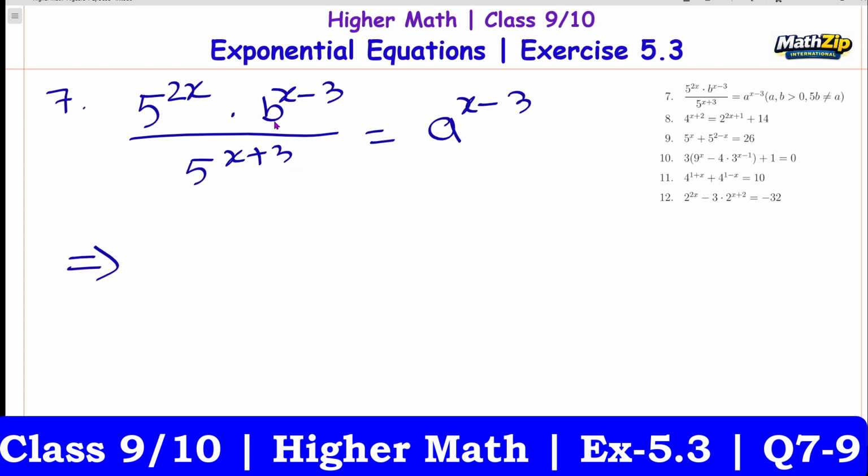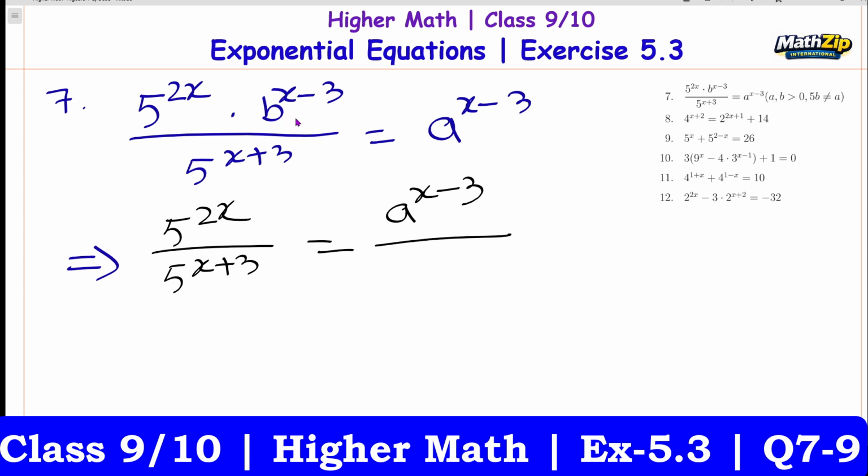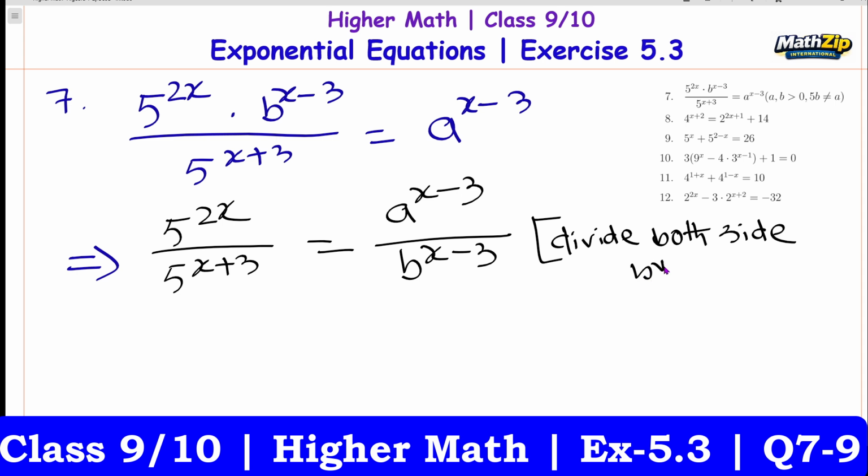We are dividing both sides by b to the power x minus 3. In this case we will get 5 to the power 2x divided by 5 to the power x plus 3 equals a to the power x minus 3, and we are going to divide both sides by b to the power x minus 3. So here will be b to the power x minus 3. We can write a side note: divide both sides by b to the power x minus 3.